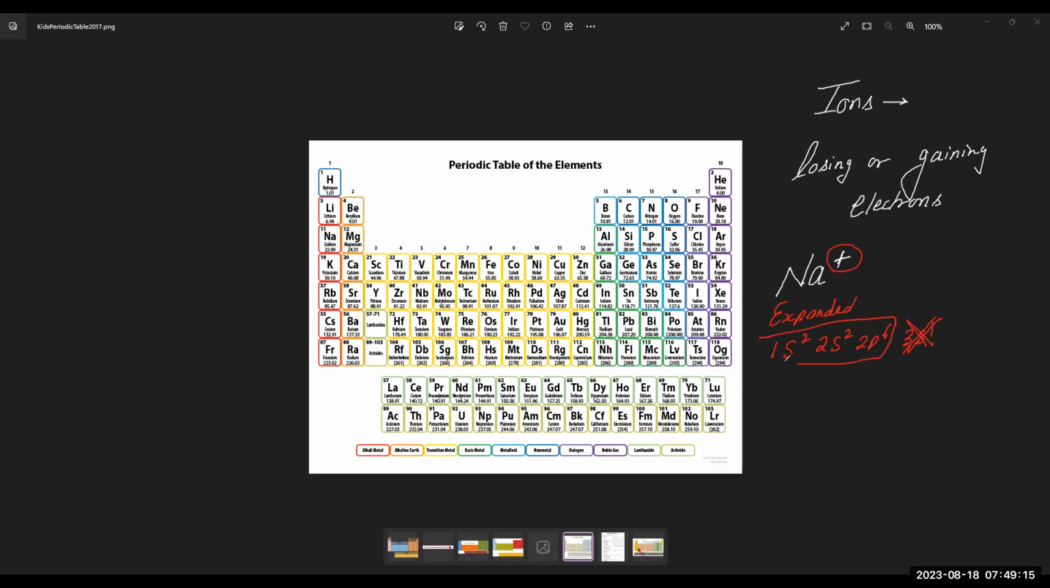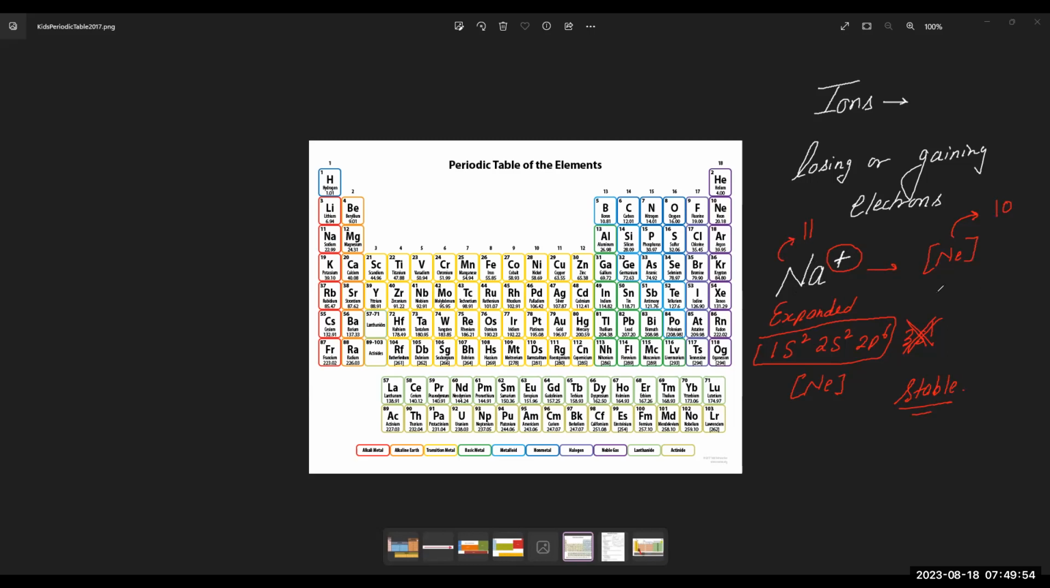And what is this configuration, children? This one is neon. So sodium 1 plus is nothing but the configuration of neon, and the configuration of neon is very stable. Yes, you can write it, but don't think that it is neon. It's still sodium because the number of protons in sodium is 11 and in neon is 10. The identity of the element is from the protons, not from the electrons.